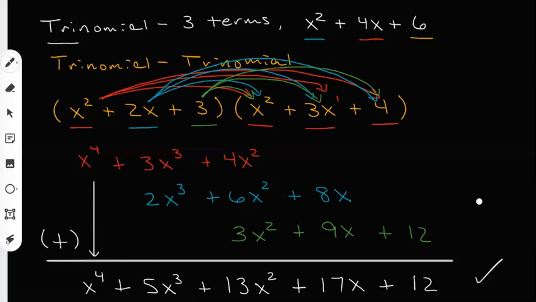So that's how you multiply a trinomial by a trinomial. It is much more involved than some of the problems that you're used to doing, but hopefully you can see how this is just an extension of the distributive property done 3 times. And I hope that helps.